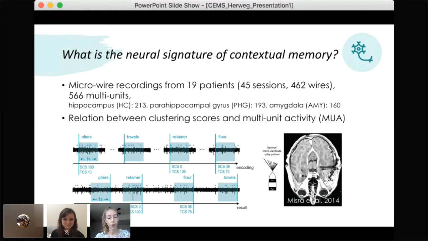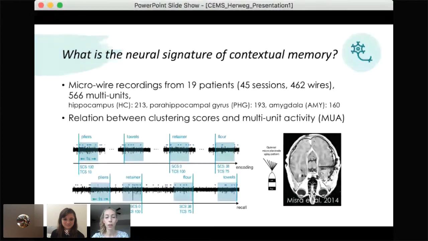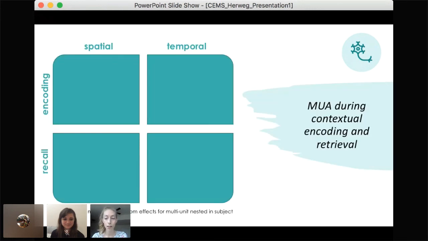We then calculated the firing rates of these units for the 1 second time period following the encoding of each word, and for the 1 second time period preceding the recall of each word. And then we used a mixed linear model to relate the clustering scores for each event to the firing rates of these units across events. I'm going to be showing you the results here. In the bottom row, you're going to be seeing changes in firing rate during the recall time window that are associated with spatial and temporal clustering. And in the top row, I'm going to be showing you changes in firing rate during the encoding time window that are associated with spatial and temporal clustering.